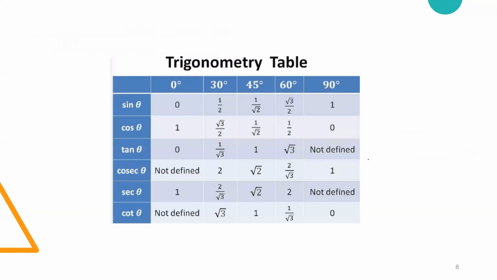So this is the trigonometric table. So sine 0 is equal to 0, sine 30 is equal to 1 by 2, sine 45 is equal to 1 by root 2, sine 60 degree value is equal to root 3 by 2, and sine 90 degree value is equal to 1. So we have the values for cos theta, tan theta, cosecant theta, secant theta, cot theta.